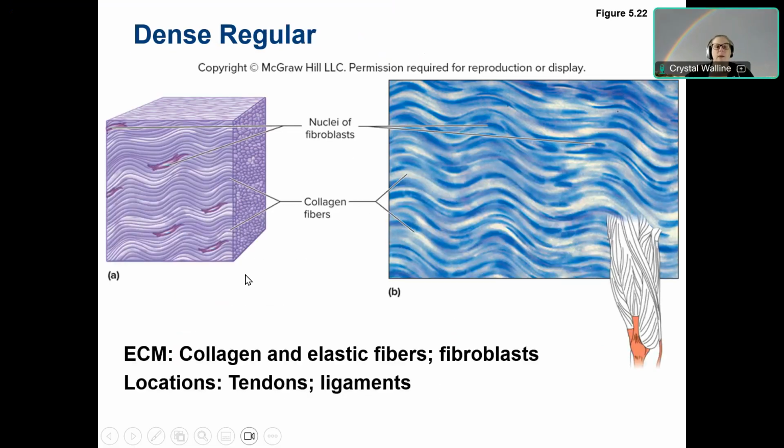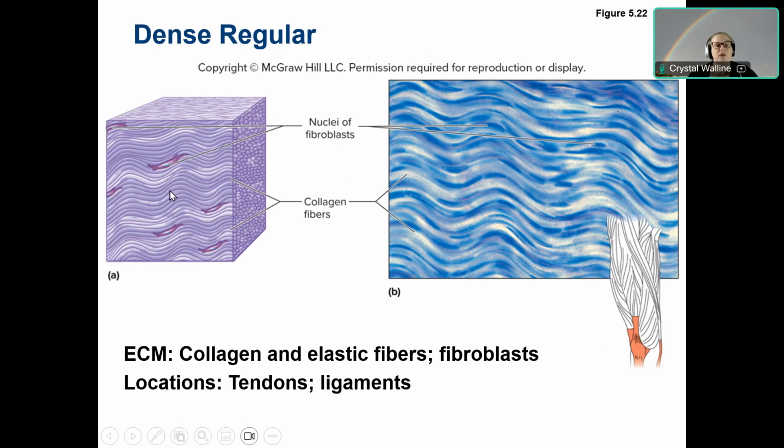So here is an example of what a histology image of dense regular connective tissue would look like. You can see that the extracellular matrix proteins are packed together really, really tightly, which is why it falls into the dense category. And you can see that the arrangement of these proteins, these collagen and elastic fibers, follow a regular arrangement or pattern. So that's why it's a dense, regular connective tissue. You find these types of tissues in tendons and ligaments.